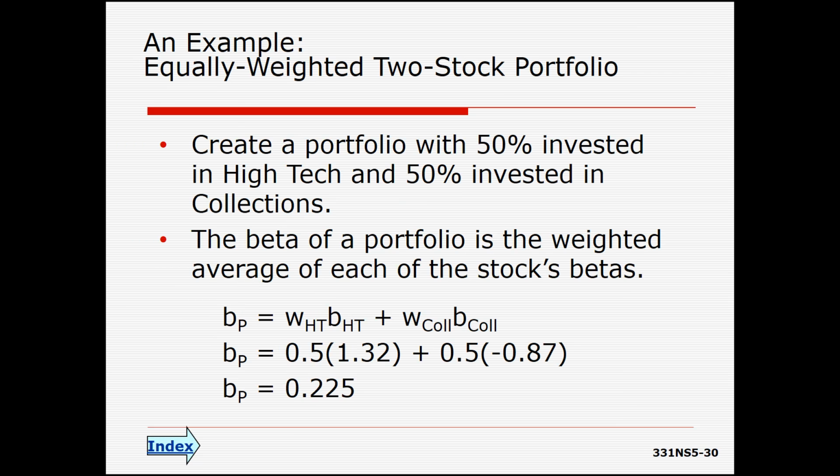Let's work through an example of a portfolio beta calculation. Continuing our sample portfolio of 50% high-tech, 50% Collections. High-tech's beta is 1.32. Collections' beta is minus 0.87. So the beta of the portfolio is 0.5 times 1.32 plus 0.5 times a negative 0.87, equal to 0.225.